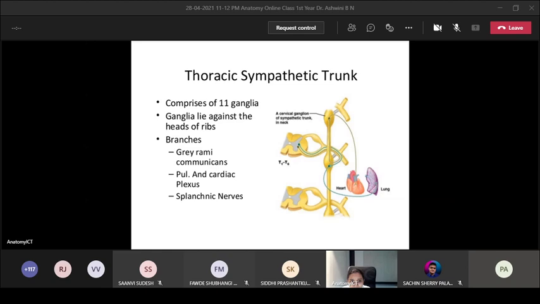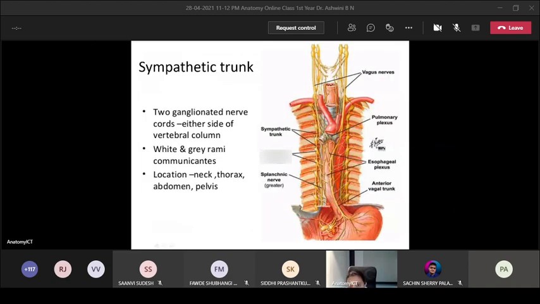If we study the thoracic part of the sympathetic trunk, we find 11 to 12 ganglia. Sometimes T1 fuses with the cervical ganglion. In the cervical region, we find 3 ganglia: superior, middle and inferior. The inferior cervical ganglion fuses with T1 to form the stellate ganglion. Below, we get the other 11 ganglia. So in the thoracic part of the sympathetic trunk, we get 11 or 12 ganglia.